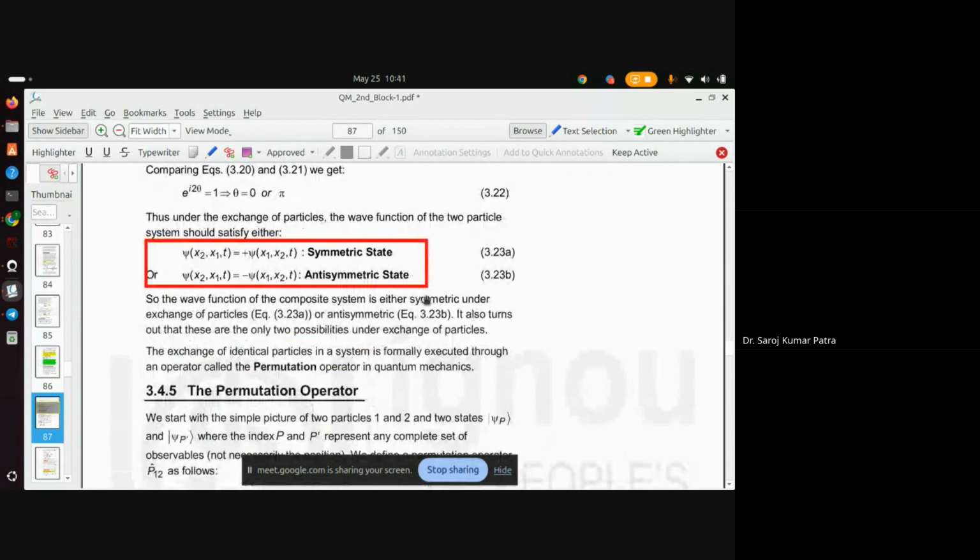So that is giving rise to basically, it is quite obvious that ψ(x1,x2,t) will be either equal to ψ(x1,x2,t) or it will be minus. So if it is plus then it is symmetric. मतलब फ्लिप करेंगे, अगर पार्टिकल्स अपना पोजीशन चेंज कर रहे हैं फिर भी वेव फंक्शन चेंज नहीं हो रहा है, तो सिमेट्रिक स्टेट है. और अगर पार्टिकल पोजीशन चेंज करने से वेव फंक्शन is just becoming negative of the original one, then it is called antisymmetric.